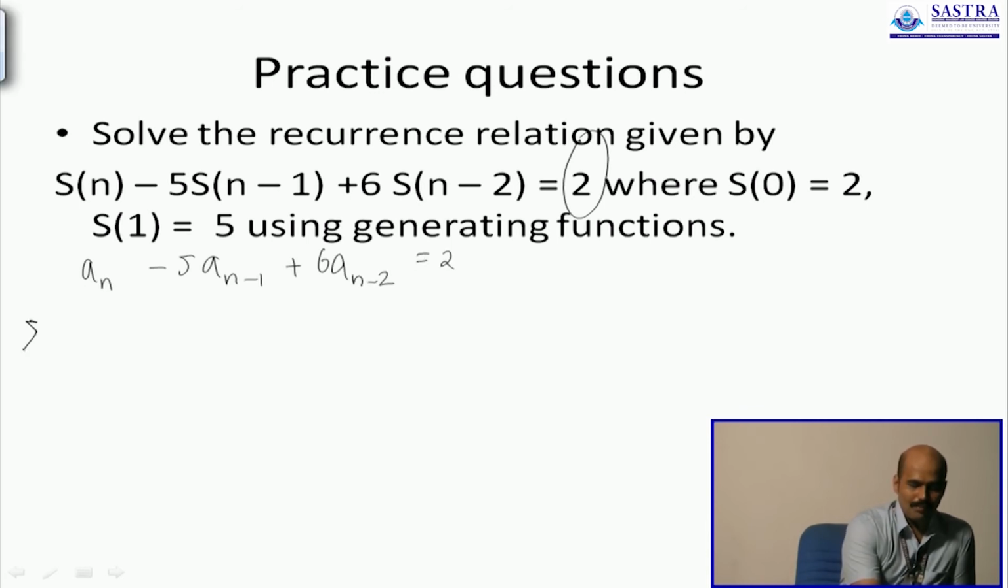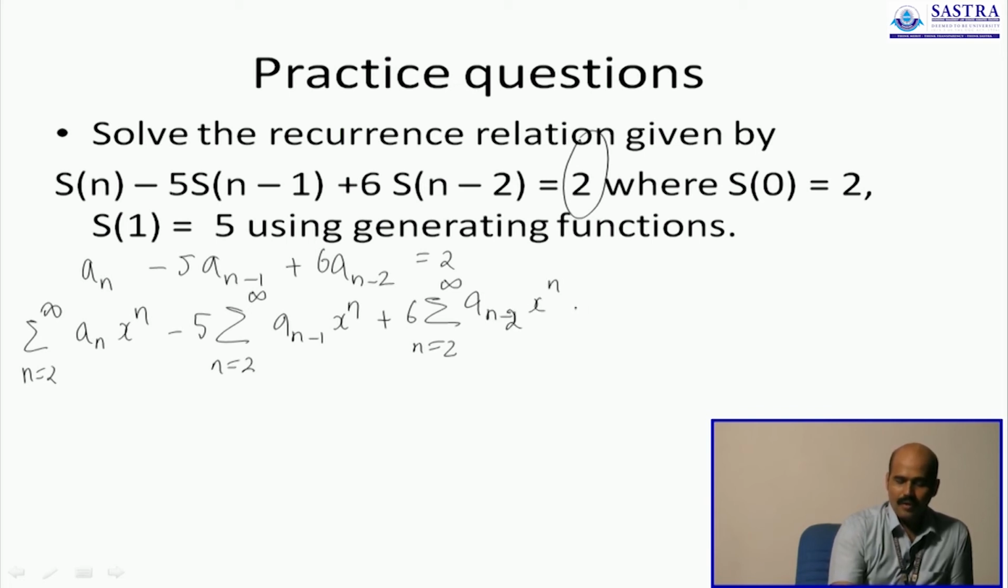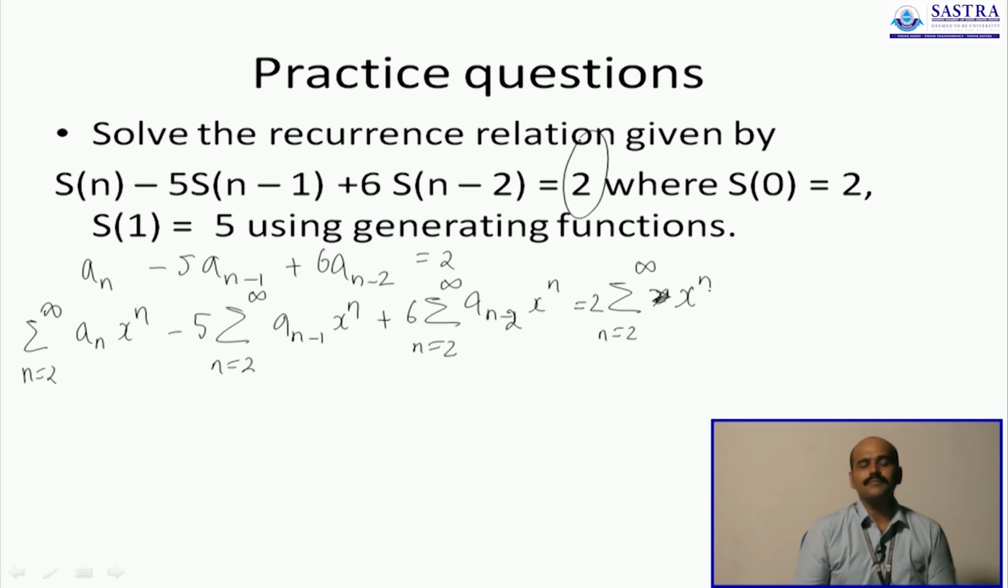So when you do the summation, the common summation from n is equal to 2 to infinity, you will have a n x n equal to 5 times the summation n is equal to 2 to infinity a n minus 1 x n plus 6 times the summation 2 to infinity again a n minus 2 x n. The last one is 2 times the summation 2 to infinity x power n, there is no a n here, only x.